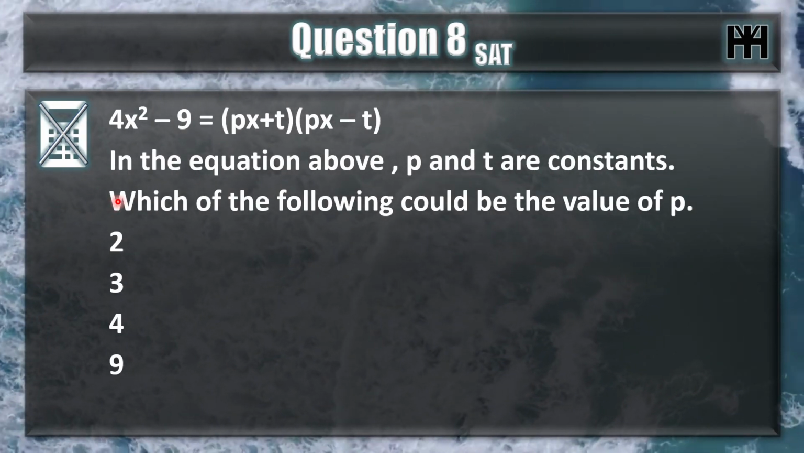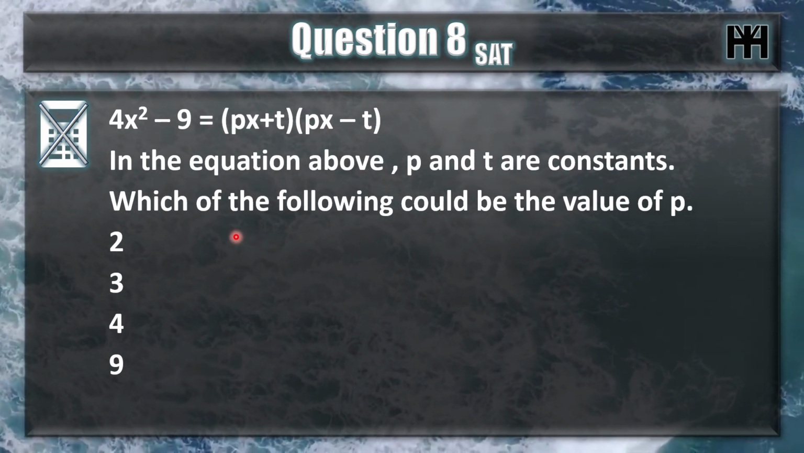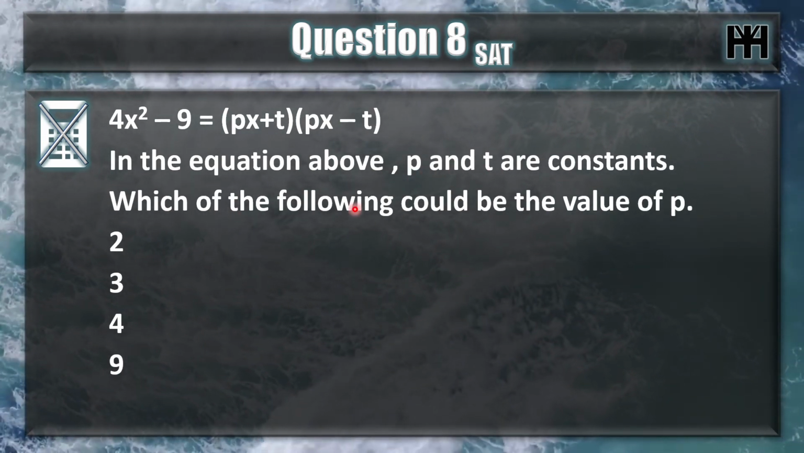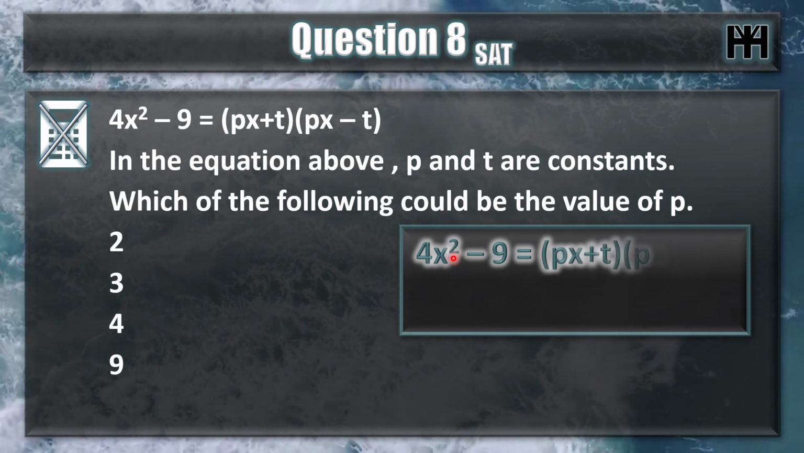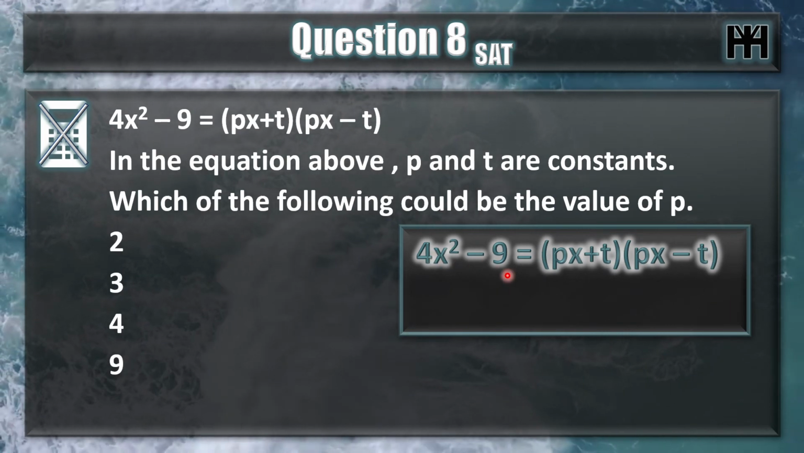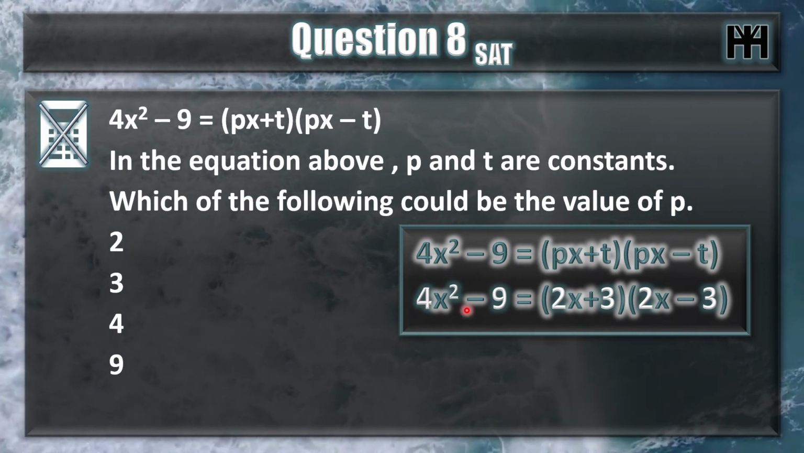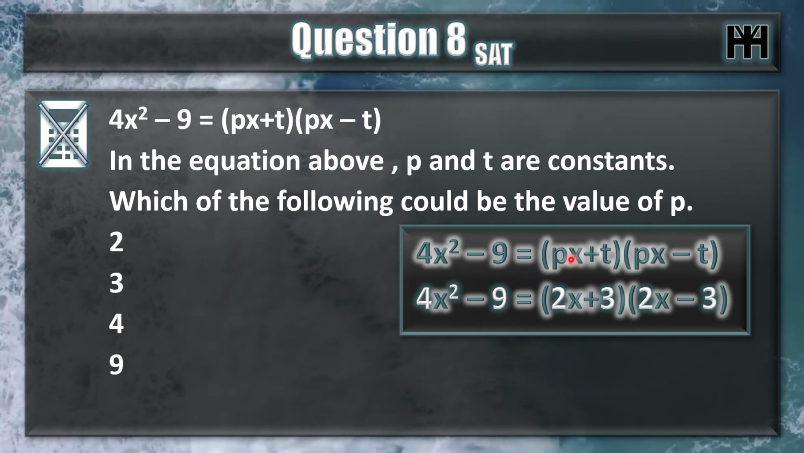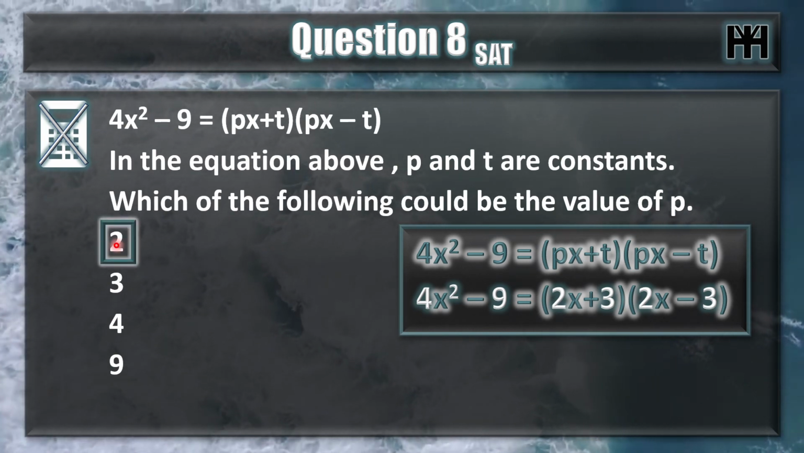Question 8. We have 4x squared minus 9 equals px plus t and px minus t. In the equation above, p and t are constants. Which of the following could be the value of p? Okay, so we have 4x squared minus 9 equals px plus t and px minus t. Let's break down the 4x squared minus 9. The 4 here is 2 power 2 and the 9 here is 3 power 2. So we have 2x plus 3 and 2x minus 3. So the p here is equivalent to the 2 there. So the answer is 2.